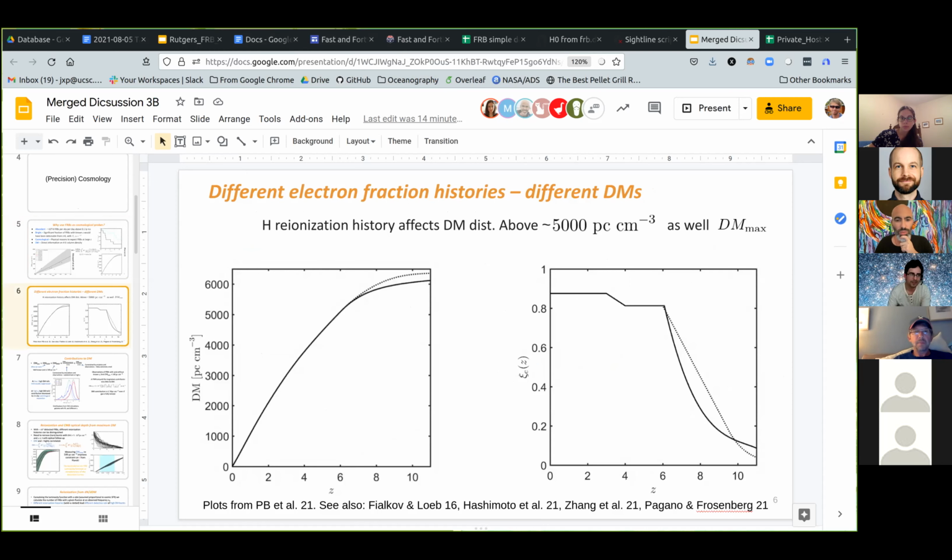So yeah, here is just an example of this point, looking at different reionization histories and showing how the DM changes when we change these reionization histories. And you see that the effect can be on the order of maybe a few hundred parsec per centimeter cube. Let's go to the next slide.